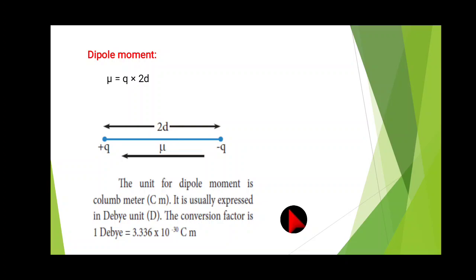Molecules having polar bonds will not necessarily have a dipole moment. For example, a linear form of carbon dioxide has zero dipole moment, even though it has two polar bonds.